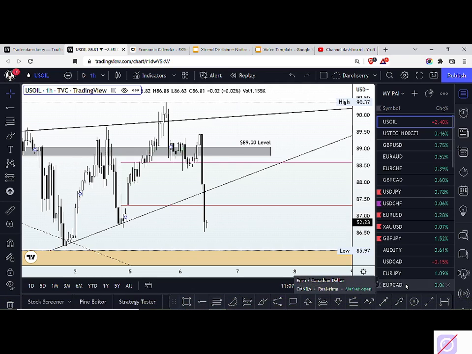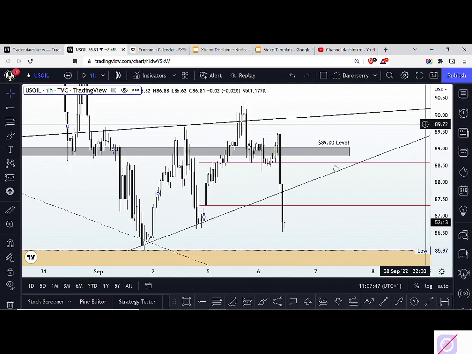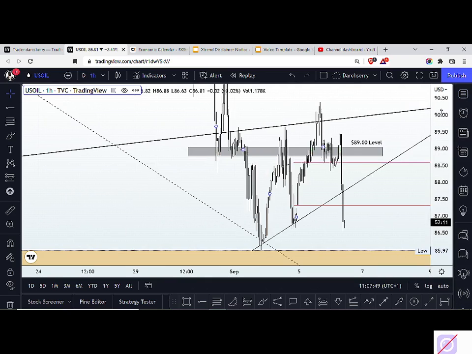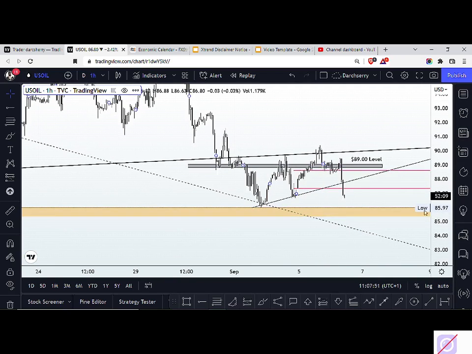Let's move on to the charts and let's see what's happening. So we have the US oil here, and we're actually looking at what is happening on the daily time frame, sorry, on the 1 hour time frame.